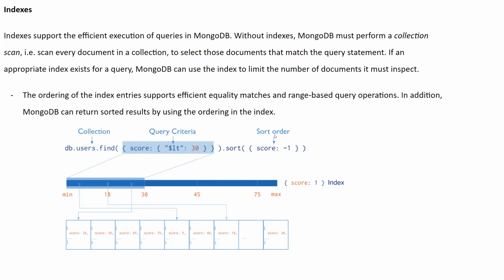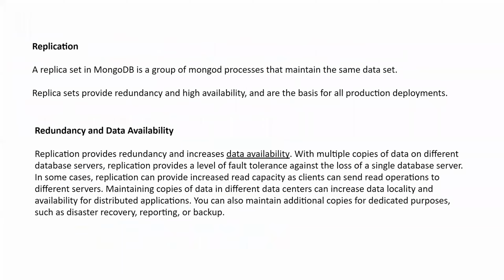So moving on, we have replication in MongoDB. We'll be creating a replica set in MongoDB, which is a group of MongoDB processes that maintain the same data set, as we know what replicas mean. It would provide redundancy and high availability as the basis for our deployments. So we know the definition: replication provides redundancy and increased data availability.